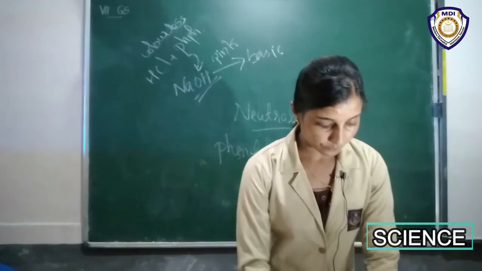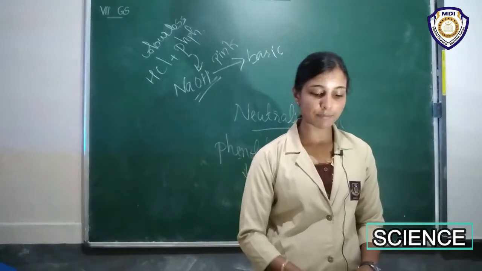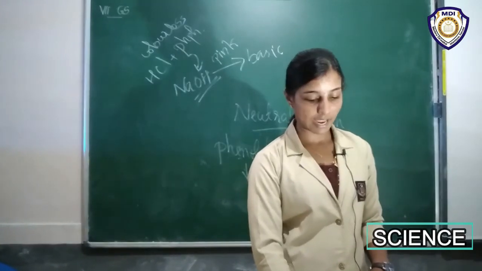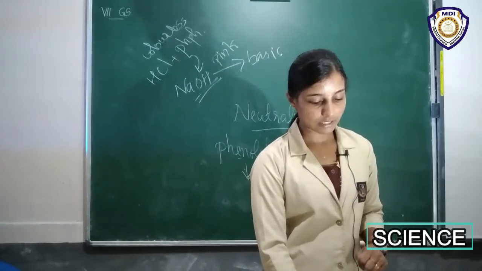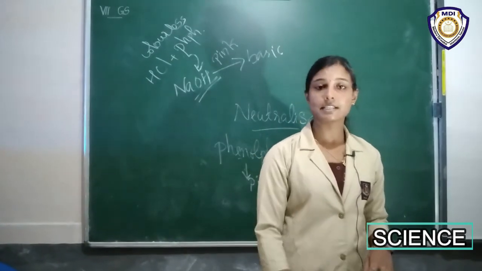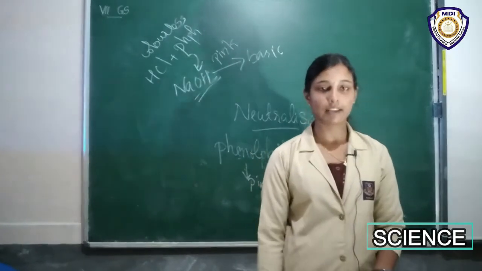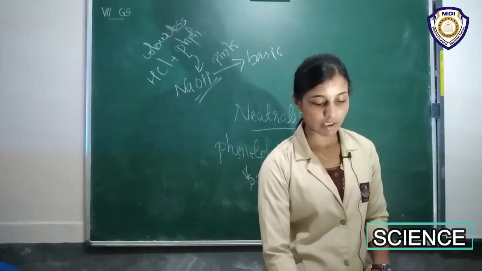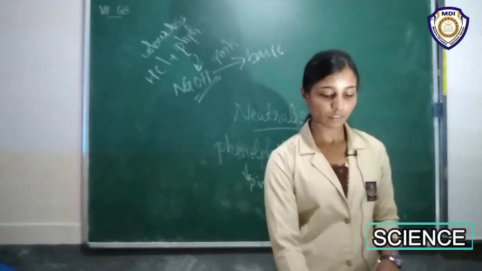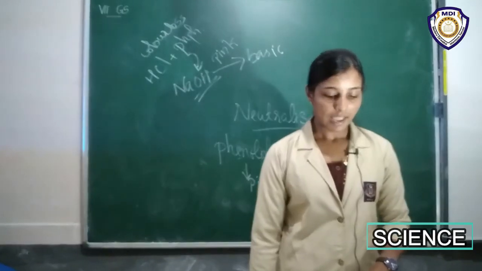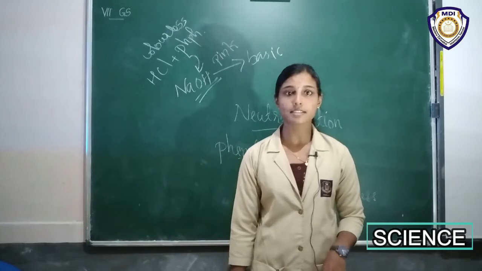So it is evident that when the solution is basic, phenolphthalein gives a pink color. On the other hand, when the solution is acidic, it turns colorless. Okay, so you just underline those lines. It is evident that when the solution is basic, phenolphthalein gives a pink color. On the other hand, when the solution is acidic, it remains colorless.